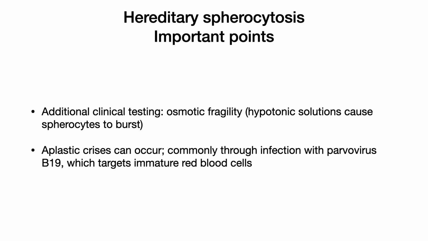Another thing is, because you have breakdown of red blood cells, you have more demand for red blood cells to be produced. So if you get anything that targets those immature red blood cells, i.e. parvovirus B19, and destroys them, that can lead to a crisis, because you need those young red blood cells and you're not able to produce them because of that.